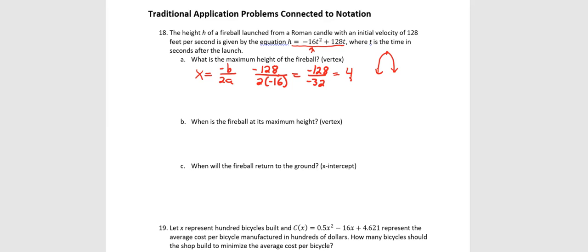Now I want to find the y value. If I plug the 4 into the equation, I would have negative 16 times 4 squared plus 128 multiplied with 4. Utilizing technology, that ends up being 256. So we know our vertex is the ordered pair (4, 256).